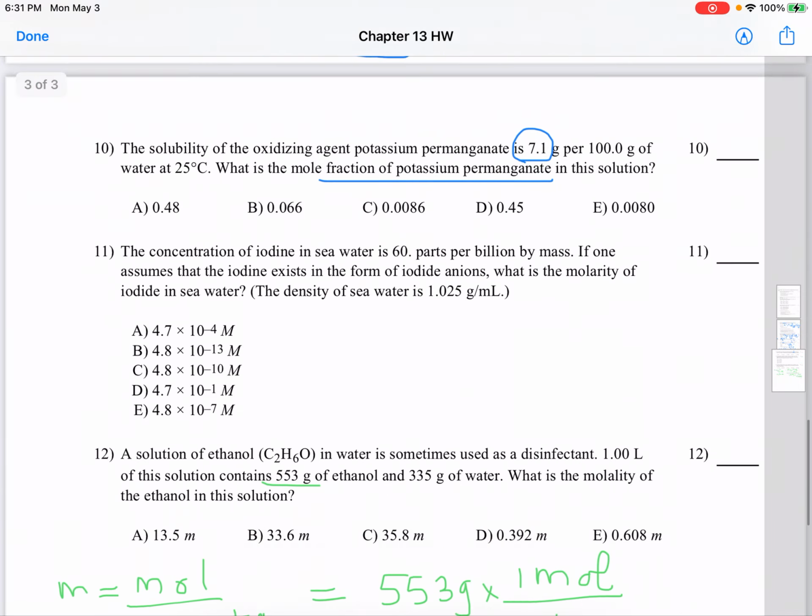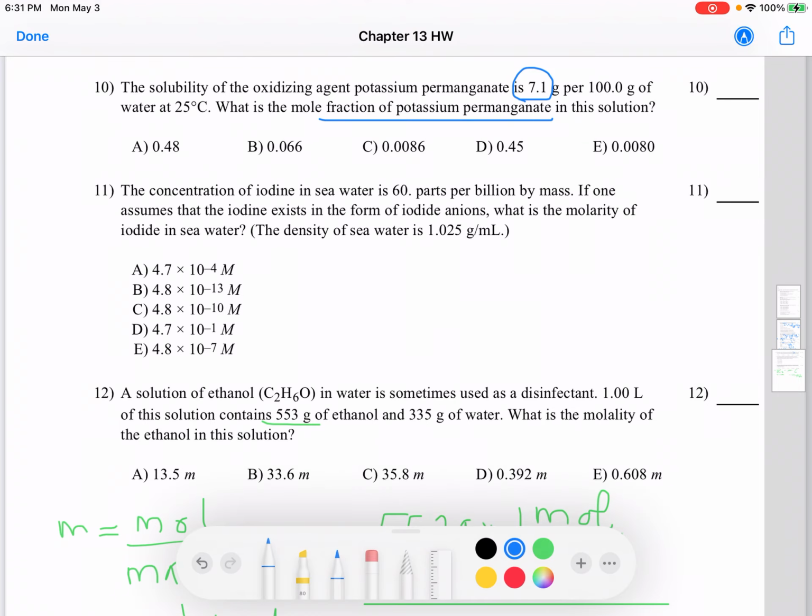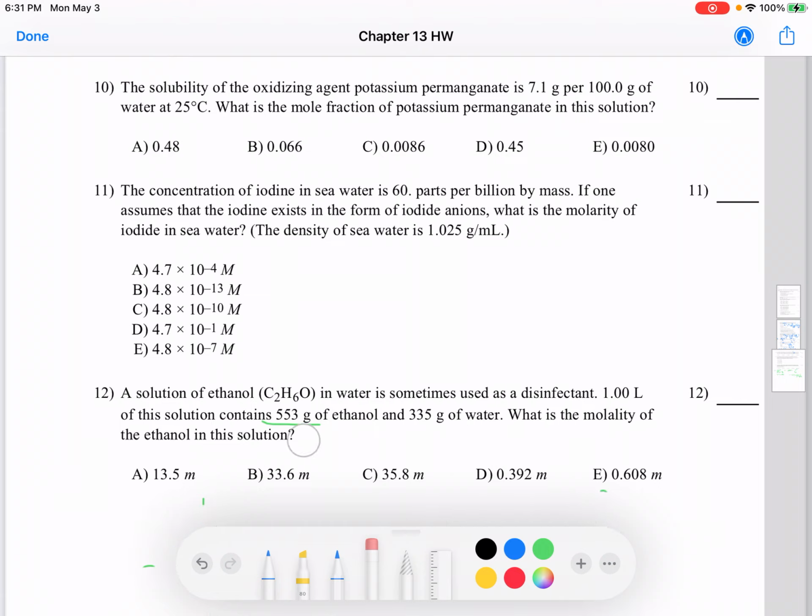The next one, the solubility of the oxidizing agent potassium permanganate is 7.5 grams per 100 grams of water. What is the mole fraction of potassium permanganate in this solution?